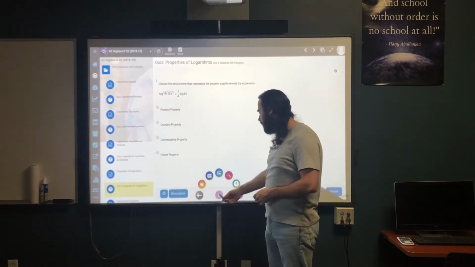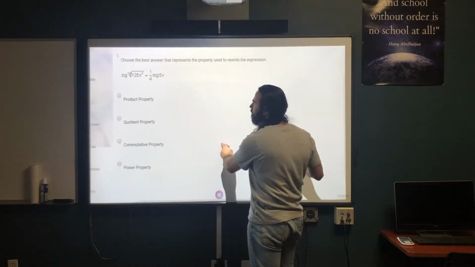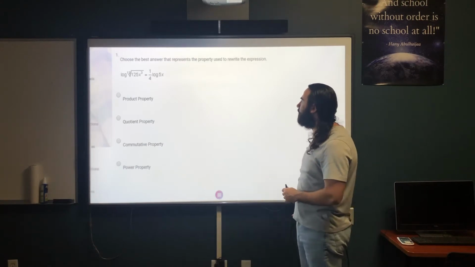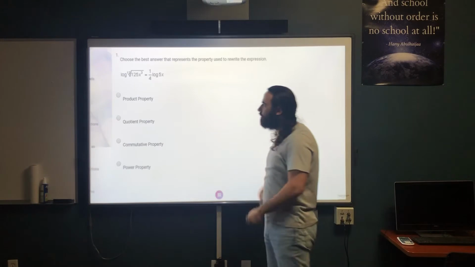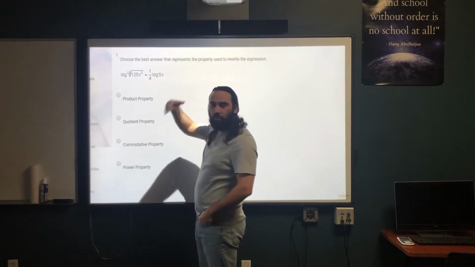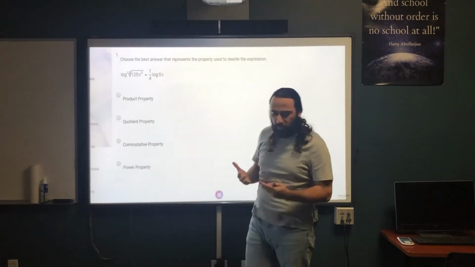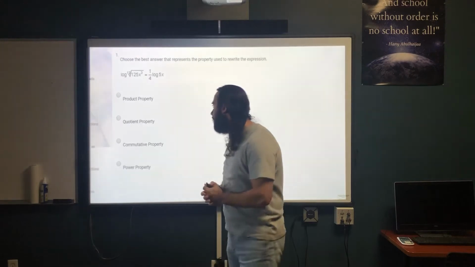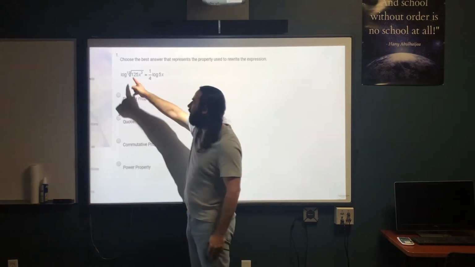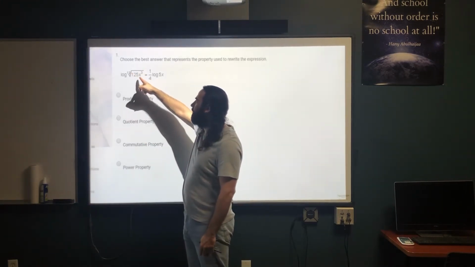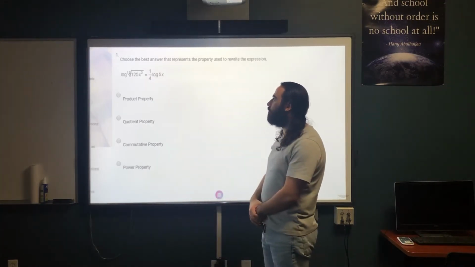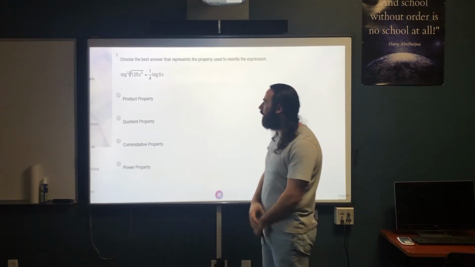So the first question is, choose the best answer that represents the property used to rewrite the expression. So we have this expression, right? Of course, we learned all about how to use it. So you're supposed to know how to do it. How are we gonna change it from log the 12th square root of 125x cubed equals 1/4 log 5x? Which one do we use to rewrite this expression?